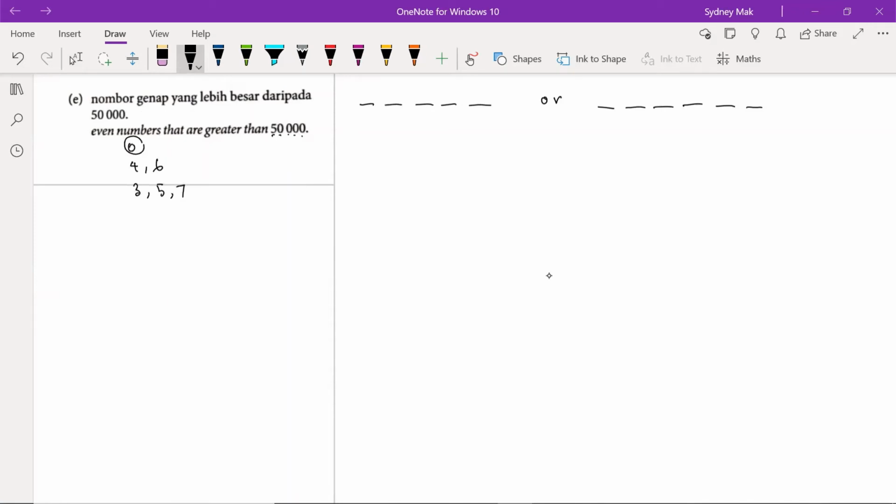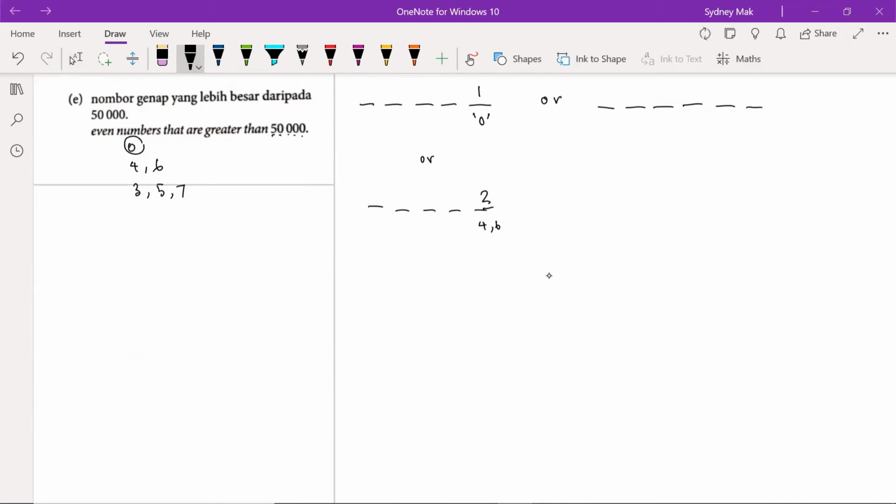With the 0, we have to be very, very careful when we handle it, because we cannot start any number with 0. So in this case, let's look at the scenario here. We have a 5-digit number. In order for us to get even numbers, it either ends with 0, or ends with either 4 or 6. So when it must end with 0, there is only one choice. If it ends with either 4 or 6, we have two choices here.